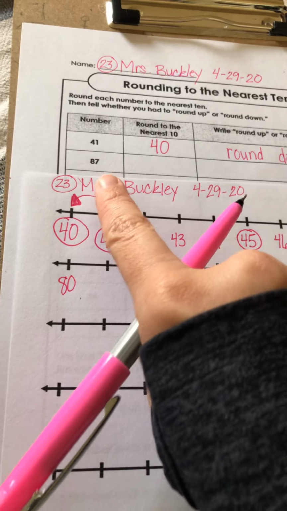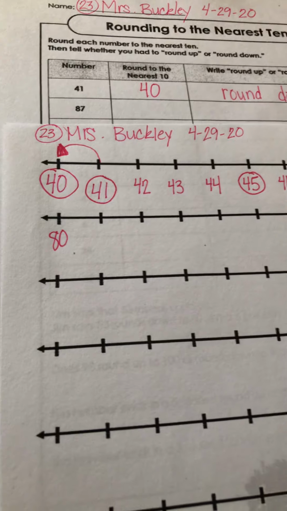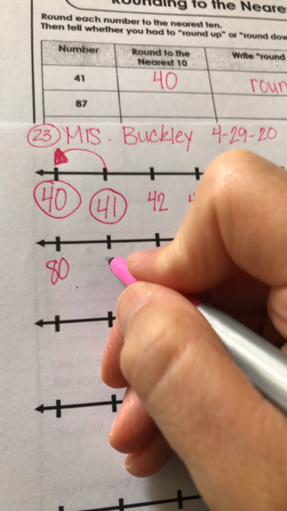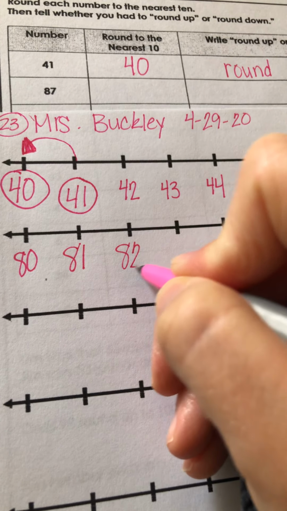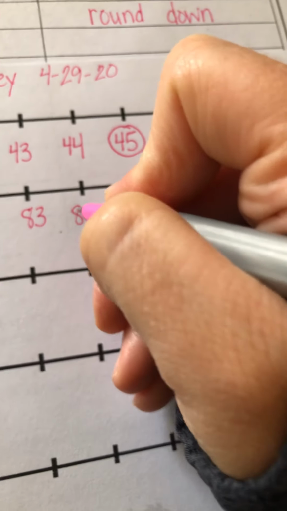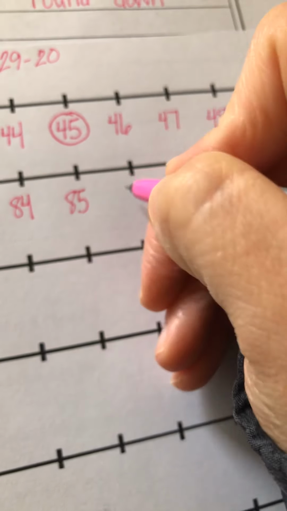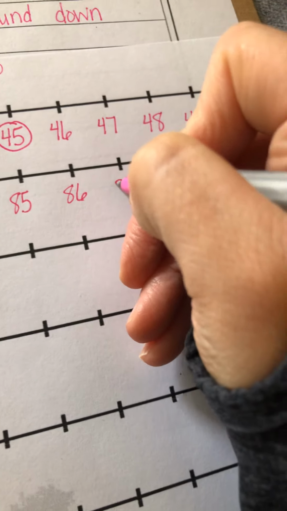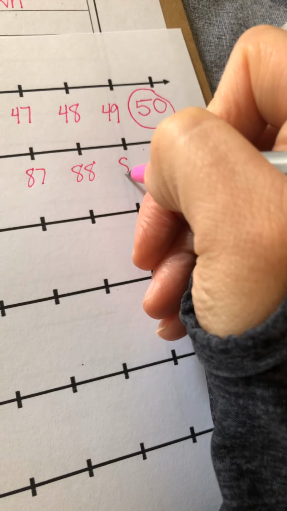Because I look at the number they want me to work with and I think, okay, where does that fall in between the tens? It's 80 and 90. Now I need to label all my tick marks on my number line. So I'm going to start with 81. It's going to go 80, 81, 82, 83. Remember to write them close together, the two numbers, so you have enough room. 84, 85, 86, 87, 88, 89. Okay, and then 90.